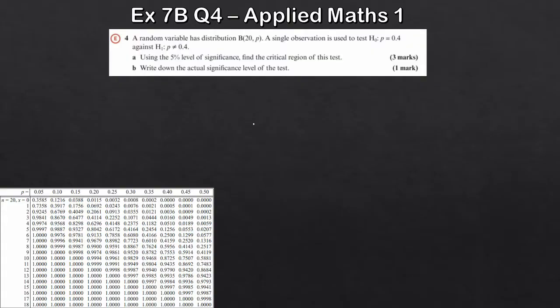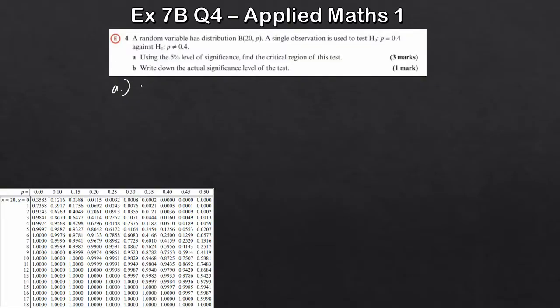So what we're told here is we have a random variable which follows a binomial distribution, n is 20, and p, which we're told in the question, is 0.4. For part A, using a 5% significance level, can we find the critical region? In this case, with it being a two-tailed test, we have the lower tail and the upper tail. So we've got two cases we have to consider.